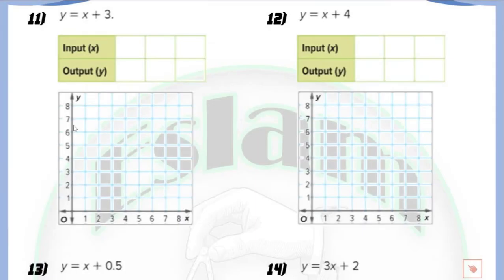In this question we need to graph. So we have here y equals x plus 3. As we said, we choose the values for x, or the input, as 0, 1 and 2.